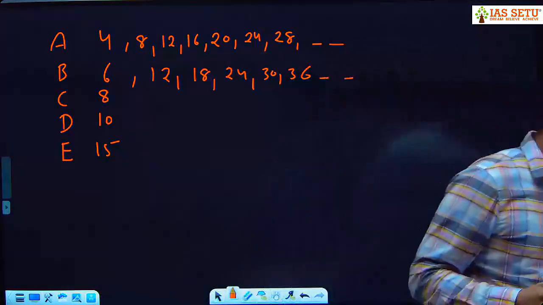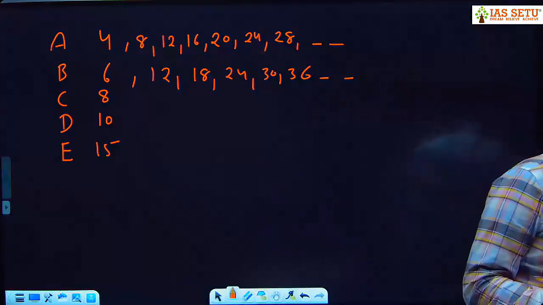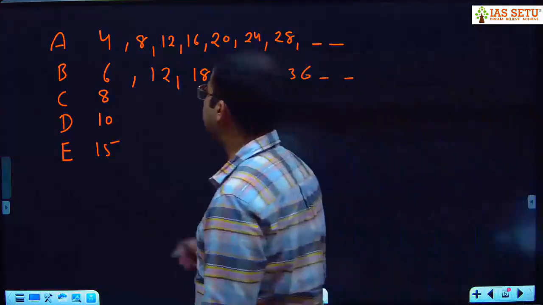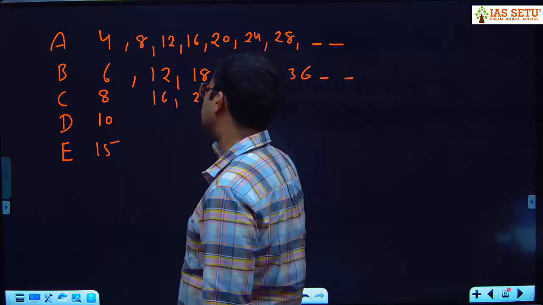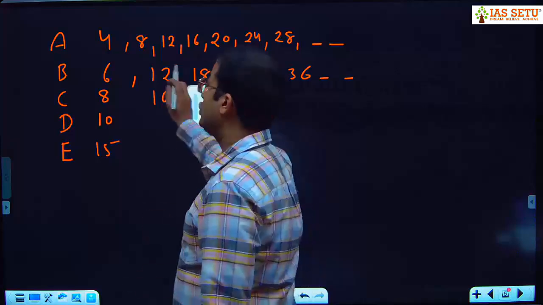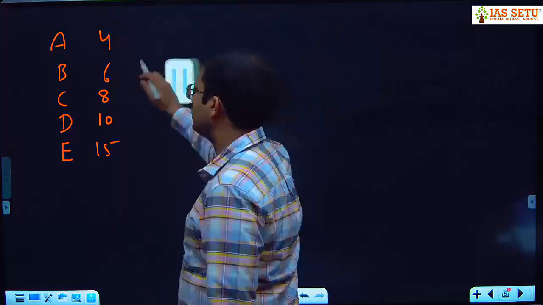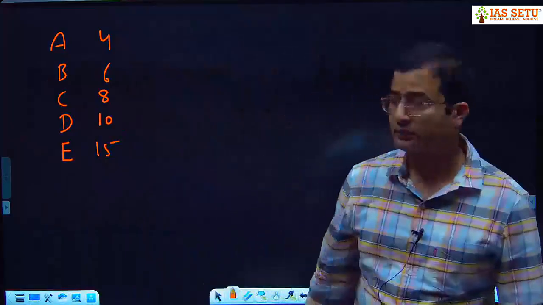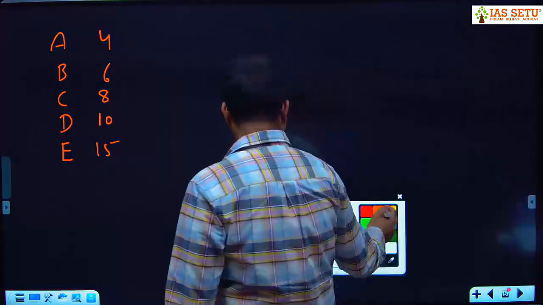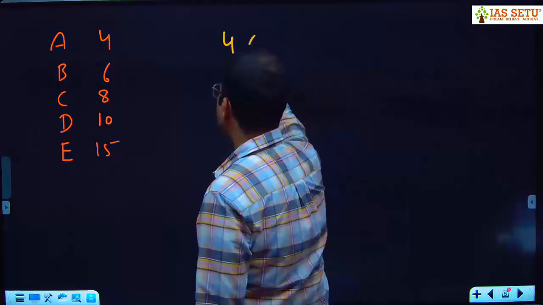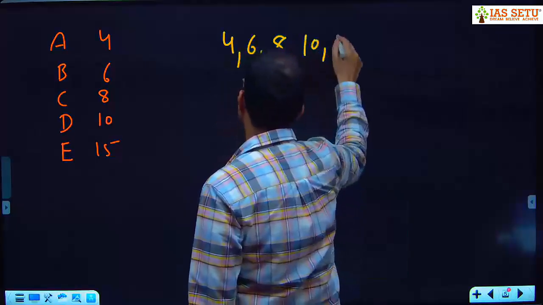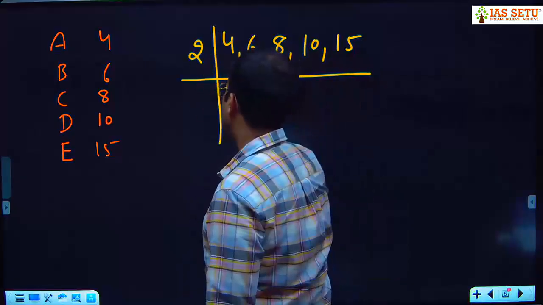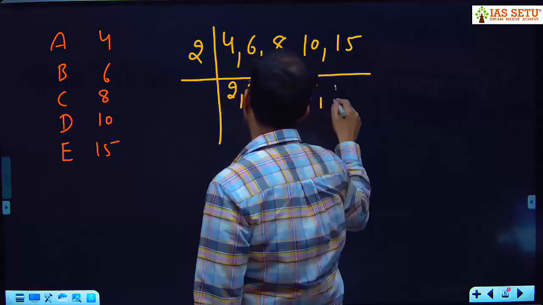So tell me, what are we using? Factor or multiple? Multiple. So LCM will help you. Similarly, bell C will toll at multiples of 8, 16, 24 and so on. So this bell question is a favorite question of LCM. What we will do, we will take LCM of these numbers. So now here: 4, 6, 8, 10, 15. Now 2 common: 2, 3, 4, 5, 15.